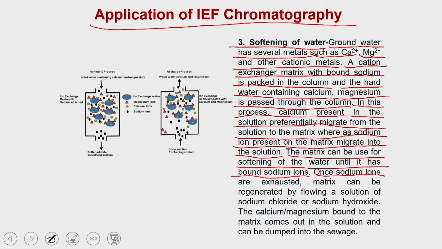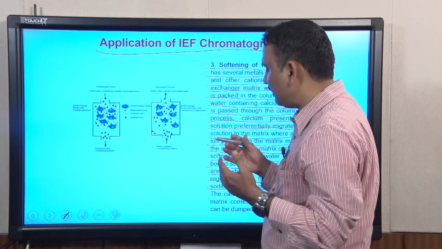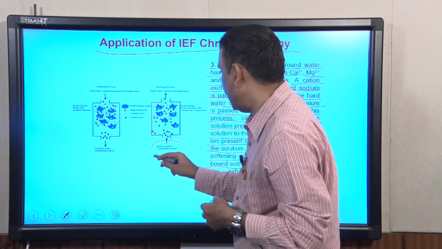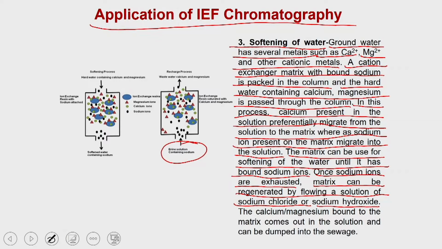Once the sodium ions are exhausted, the matrix can be regenerated by flowing a solution of sodium chloride or sodium hydroxide. Once the beads lose all the sodium, they are not going to bind any more of these metals. So, in those cases what you do is you flow a solution of sodium, either NaCl or NaOH, and that is going to remove the bead-bound calcium as well as the magnesium and other metals, and these heavy metals can be collected in a waste, and that waste can be disposed into a sewage.